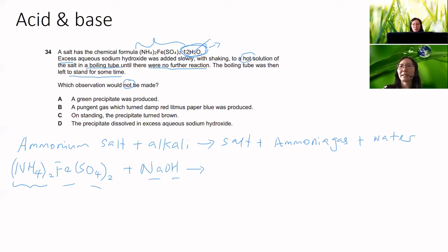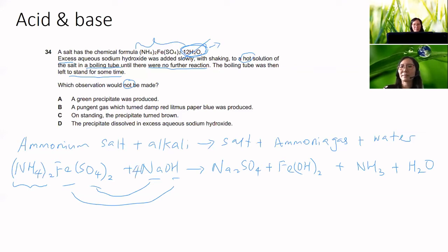So it will form two different salts: sodium sulfate and iron hydroxide. Let's write down first sodium sulfate and iron hydroxide, and then plus ammonia gas plus water. Then after that we balance the equation. Now the equation is balanced and we are ready to answer the question.